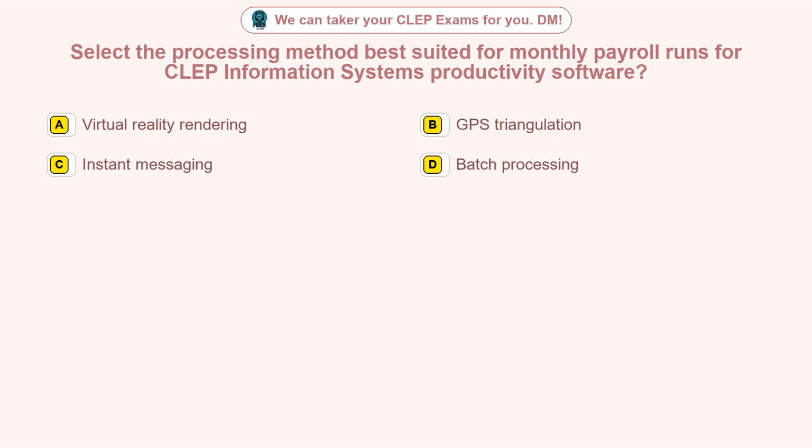Question 22. Select a processing method best suited for monthly payroll runs for CLEP Information Systems productivity software. Option A, virtual reality rendering. Option B, GPS triangulation. Option C, instant messaging. Option D, batch processing. The correct answer is option D, batch processing.